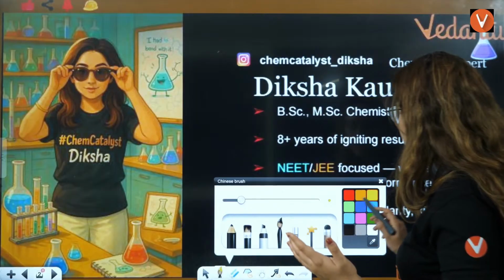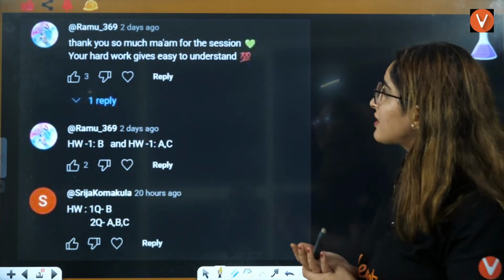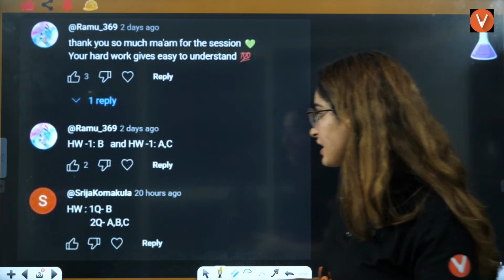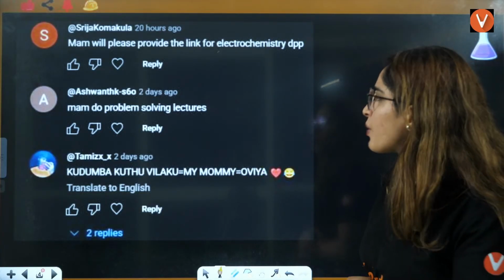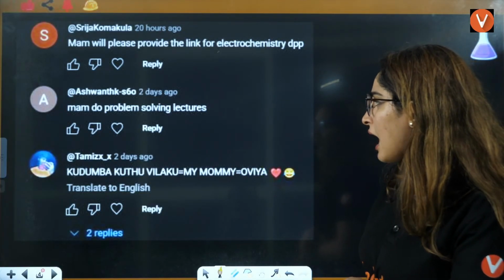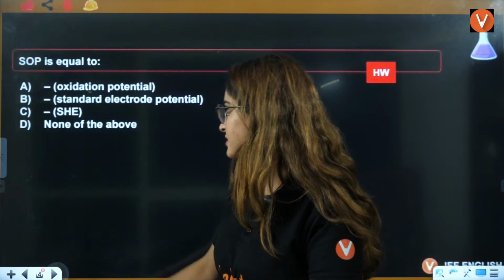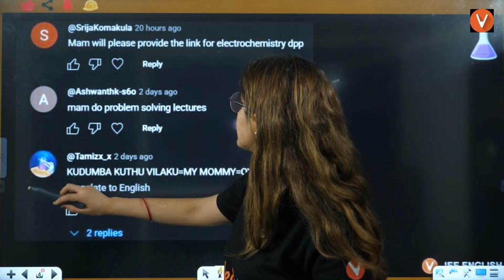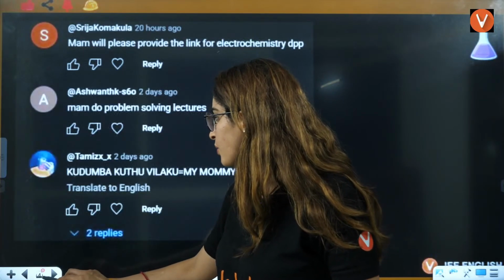Yes, so in the last lecture, I gave you some homework and Rama Raju has done the homework. Thank you, Ramu. Then Srija has done the homework, then Ashwan has done the homework. Tamiz has done the homework. Right? So these are the students who have done their homework. So it is B and AC, this is what students are telling.